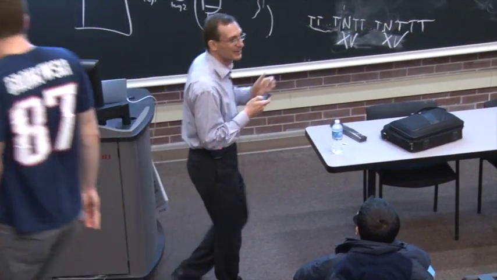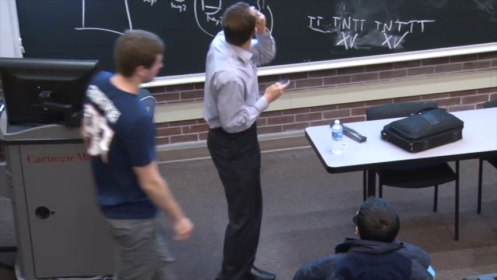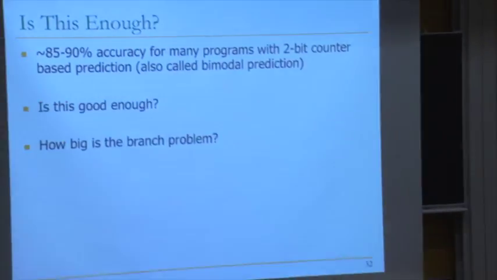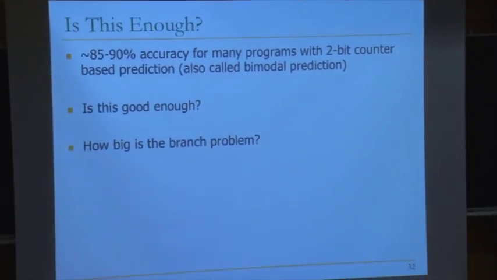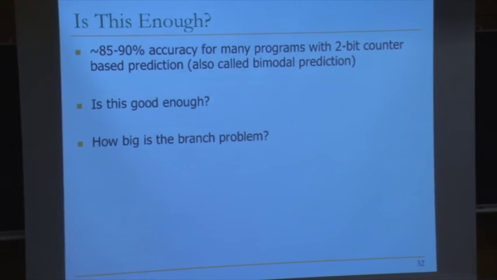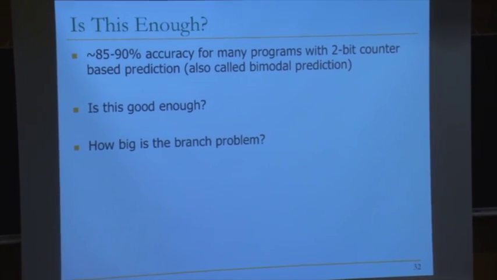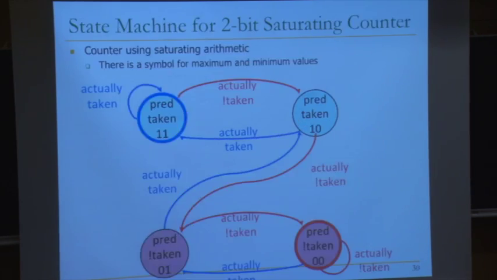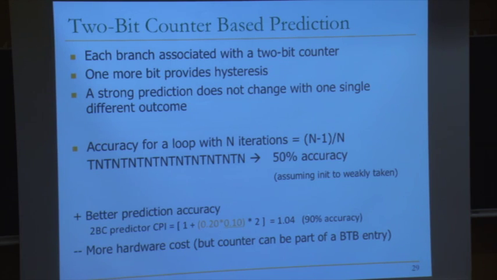Is this enough? I guess this depends, right? How big is this branch problem? This depends on, again, your design point as well as what you view. What does this buy you in terms of performance? For this pipeline, I'll go back to this. Maybe 1.04 CPI is not too bad, right?